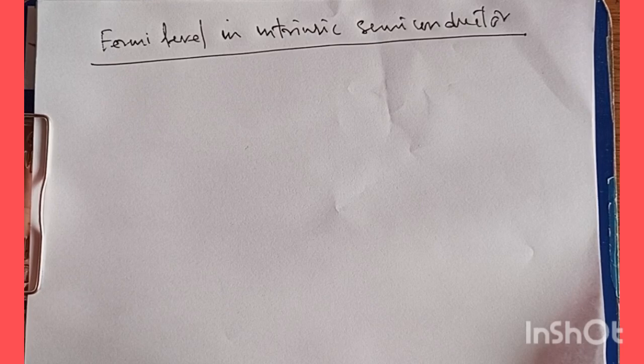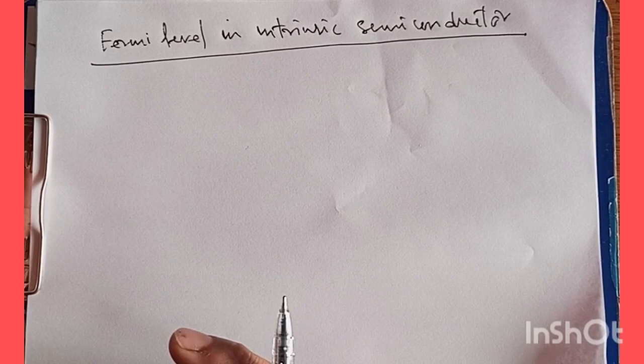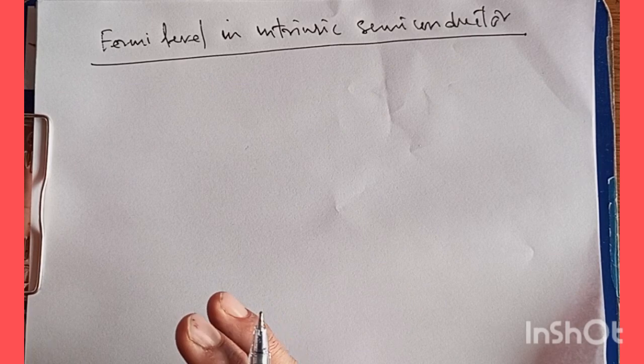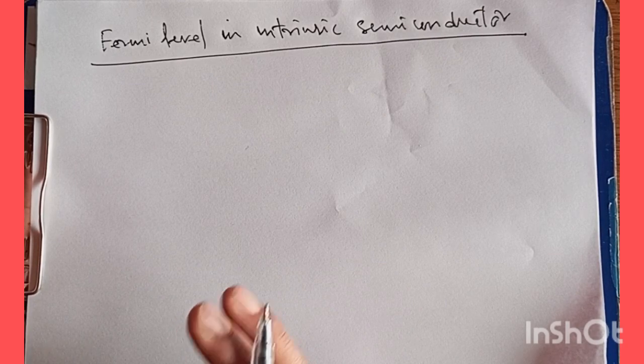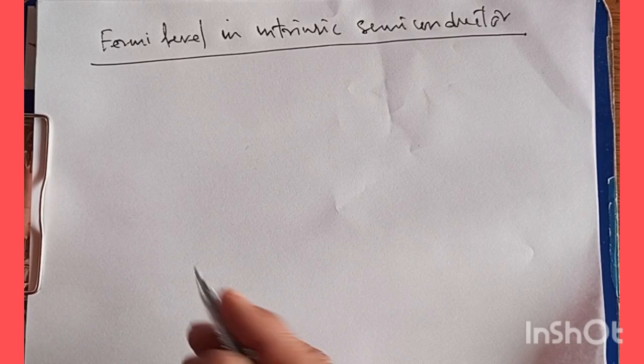an intrinsic semiconductor. As we understand, in case of an intrinsic semiconductor, the number of electrons that are available for conduction is equal to the number of holes that can be created in the intrinsic semiconductor. Now, in intrinsic semiconductors, the probability of finding an electron in the conduction band.